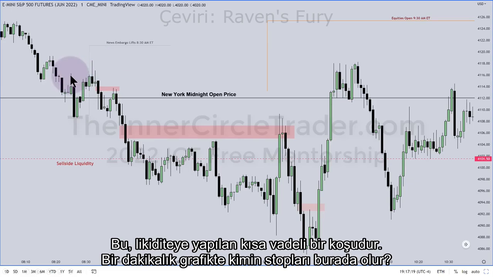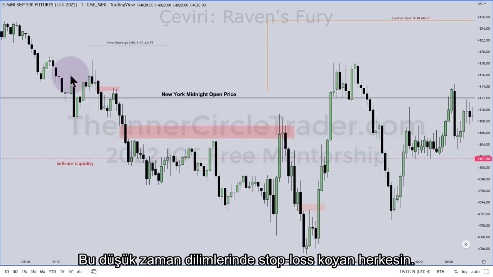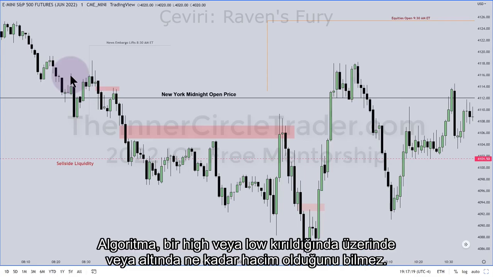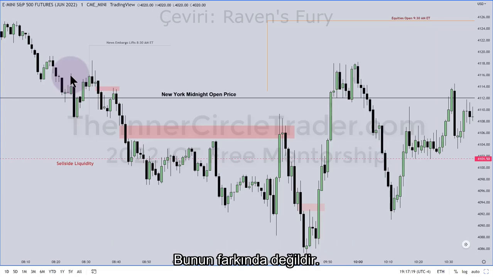Who's going to have stops at that 1 minute? Anybody that would have put a stop loss in on these lower time frames. There's traders that are doing that all the time. The algorithm is not aware of how much volume rests above or below a high or low that's penetrated. It has no understanding of that. It doesn't need it.